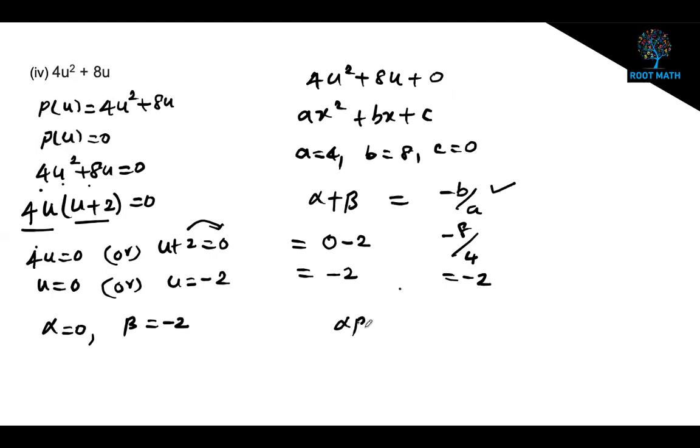Next, alpha beta and c by a we will check. Here alpha beta is 0 multiplied by negative 2, which is equal to 0. C by a: c is 0 divided by 4, which is equal to 0 again. So alpha beta is equal to c by a is also verified.